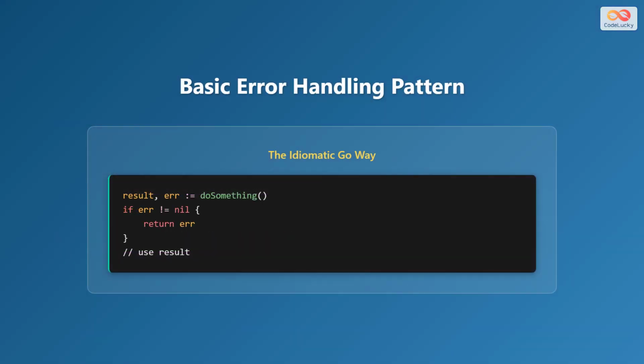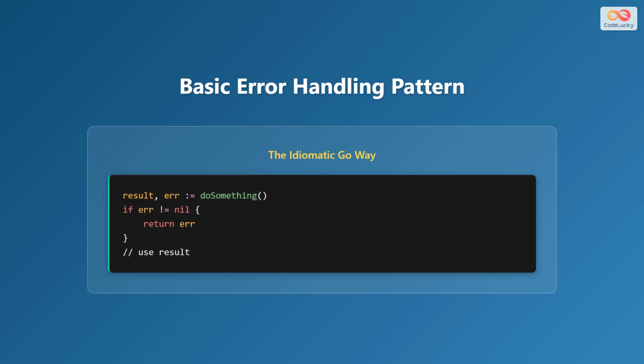The idiomatic Go way to handle errors follows a simple pattern. First, call a function that returns a result and an error. Then check if the error is not nil. If the error is not nil, it means an error occurred, and you should handle it, typically by returning the error to the calling function. If the error is nil, it means the function executed successfully, and you can proceed to use the result.